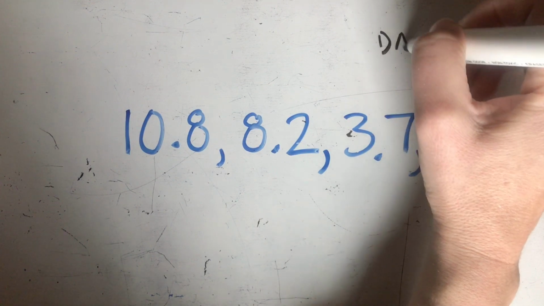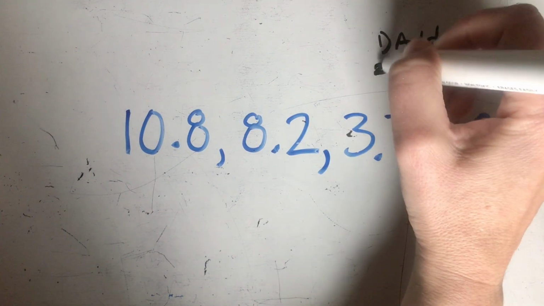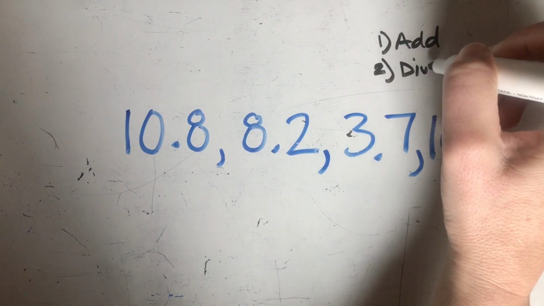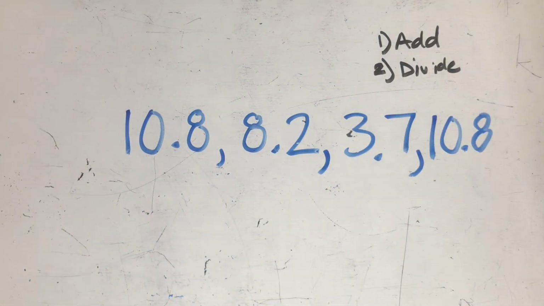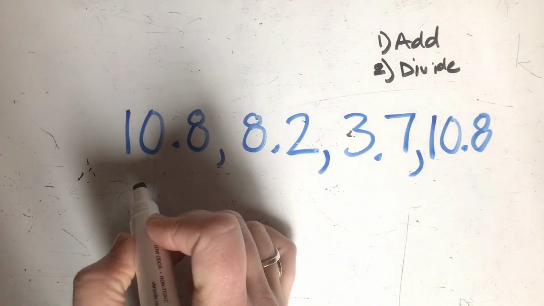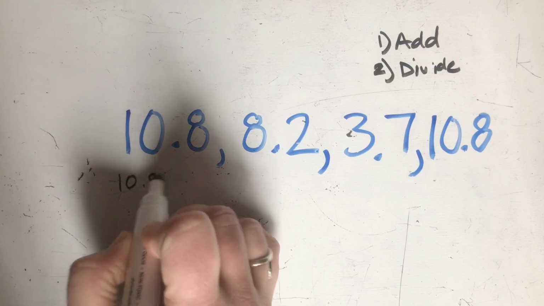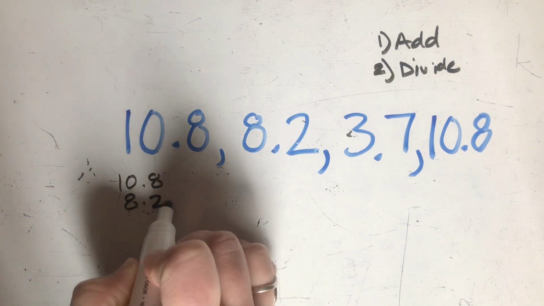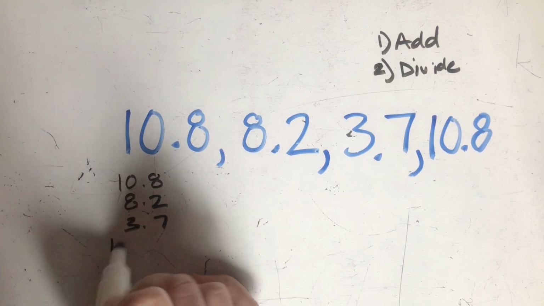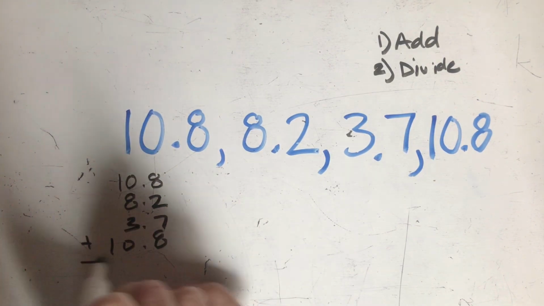But if I wanted to find the mean, now remember, I have to do 2 things. First, I need to add, and then I need to divide by how many numbers in the number set. So first we'll add. Over here on the side, we're just going to add 10.8, 8.2, 3.7, and 10.8 again. Add up those data in the data set.